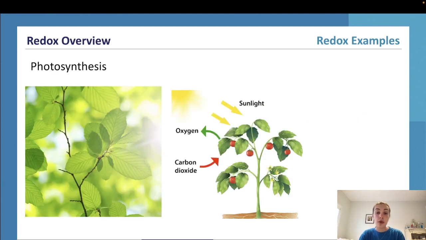As I sort of touched on before, photosynthesis, so we've got the sunlight, carbon dioxide going in, and that forms oxygen.